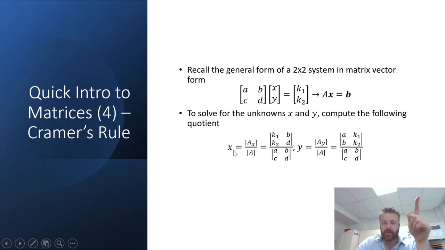Since I'm solving for the first unknown, I'm going to take the first column of the matrix A and swap in the constant vector. So no longer will I have A and C in this first column, I'll have K1 and K2, but the second column stays the same. For the unknown y, since it's the second unknown, I'll swap in that constant vector into the second column instead. First column stays the same, second changes.